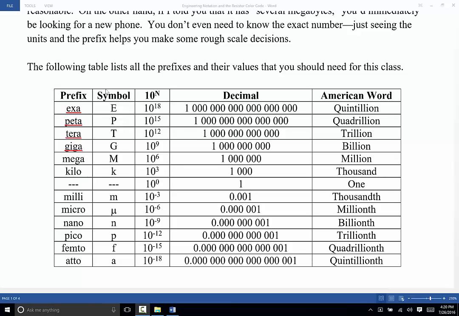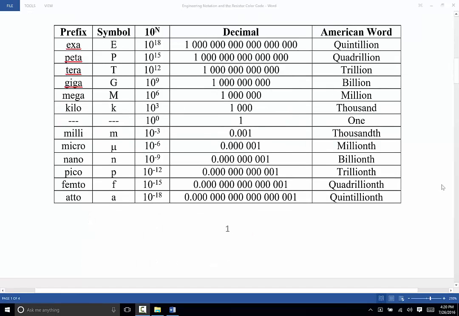Notice that the symbols here are almost all capital letters if it's greater than 1, and they are all lowercase letters if you are less than 1. The only exception to that is kilo, which is technically a lowercase k, although I see engineers write that as a capital K quite often. And so if you write a lowercase k, you're specifically correct. If you write a capital K, most people are not going to yell at you for having written it as a capital K.